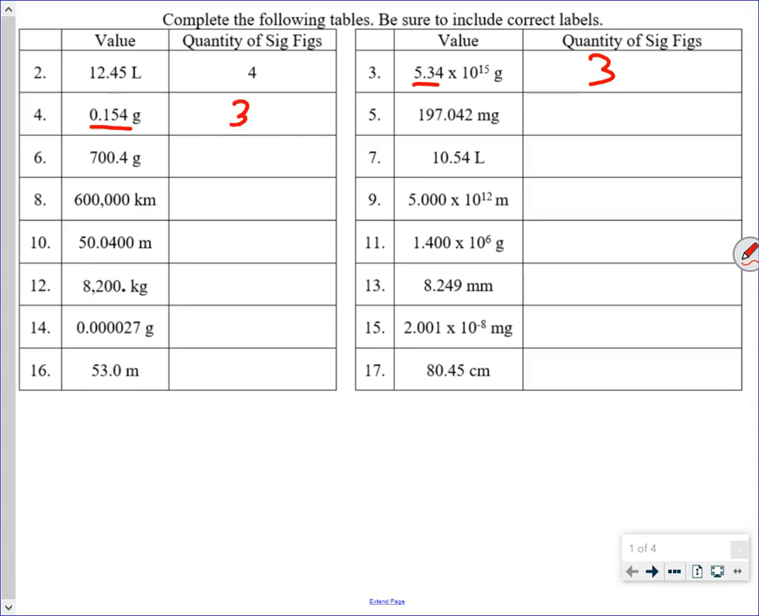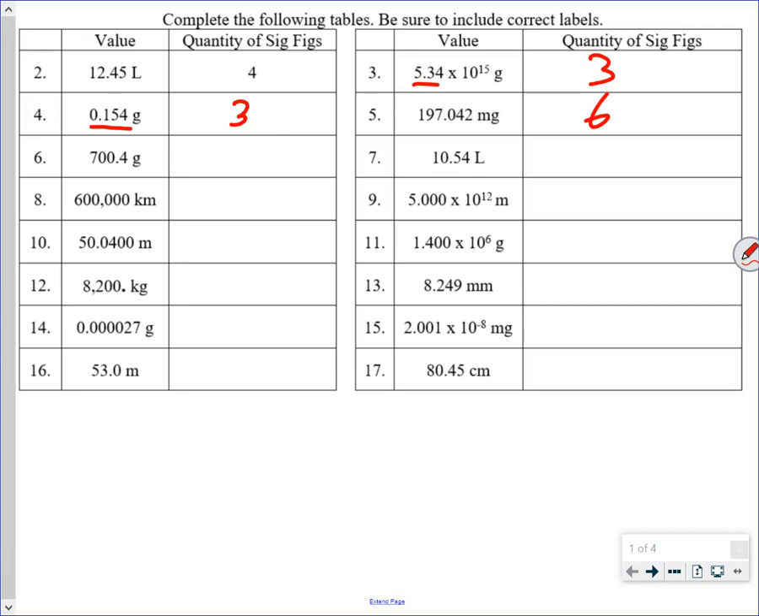In number 5, we have 197.042. All of those numbers that are non-zeros count. And that 0 in the middle is trapped by non-zeros on either side. Zeros that are trapped or captured do count. So this is a total of 6.